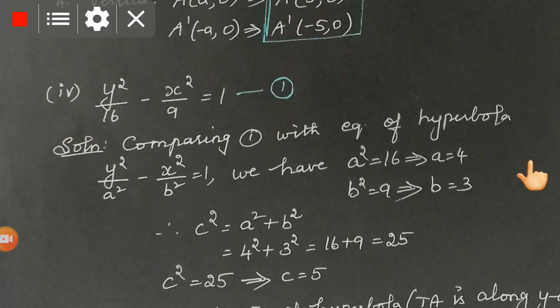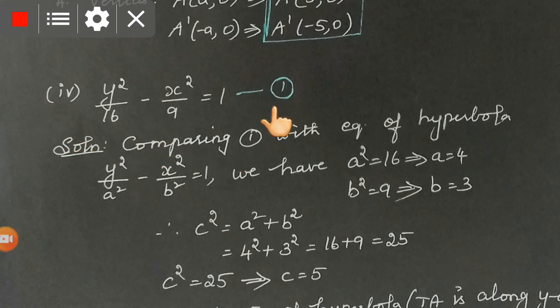Next, we shall see the fourth subdivision in the same sum. y square divided by 16 minus x square divided by 9 is equal to 1. See, there is a minus sign and it starts with y. This is the hyperbola. This is the equation of the hyperbola if the transverse axis is along the y axis.